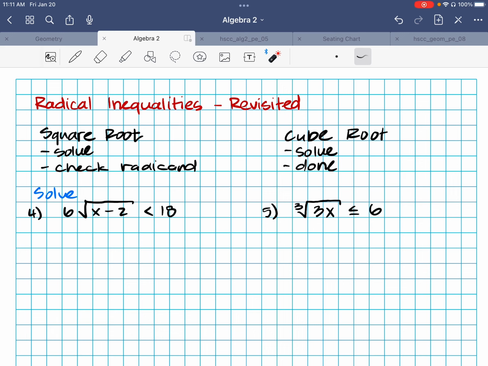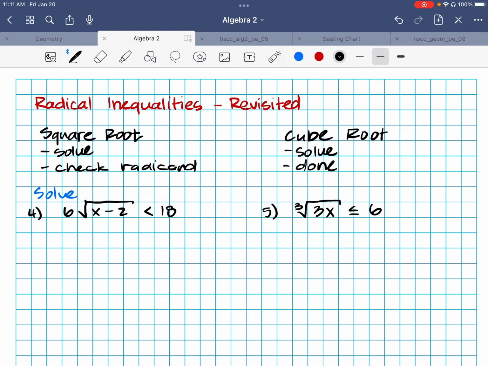Now, the reason is that cube roots, these types of problems here, are allowed to be negative inside the cube root, also known as inside the radicand. In the square root type problem, however, you're not allowed to have negatives inside of it, so those are the ones that have the extra added step of checking the radicand.